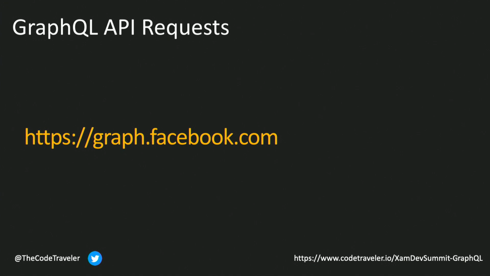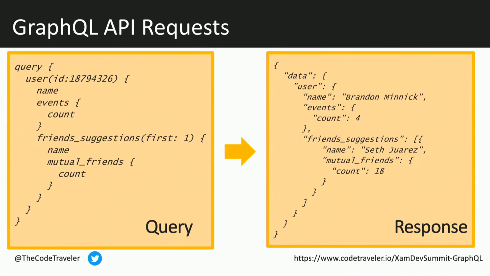Well, the team at Facebook figured that out too, and they came up with this query language. So this query language allows us to tell Facebook's GraphQL API exactly what we want to get back. And then in the response, it returns exactly the data we asked for. So let's take a look at this query here.